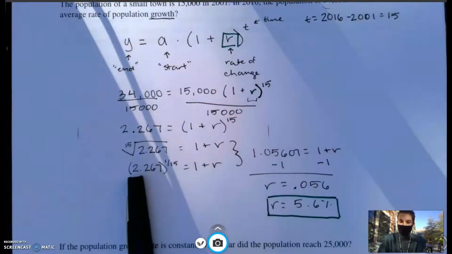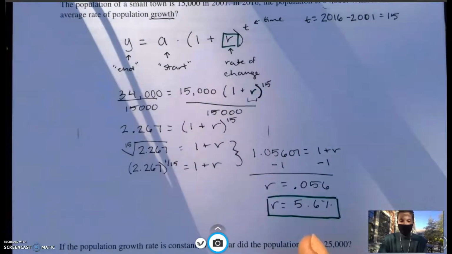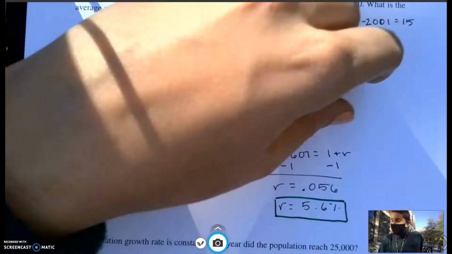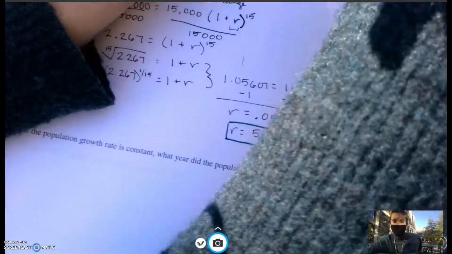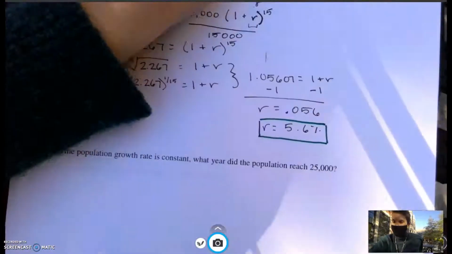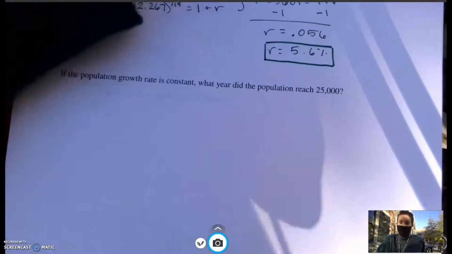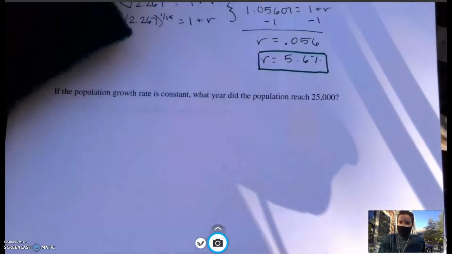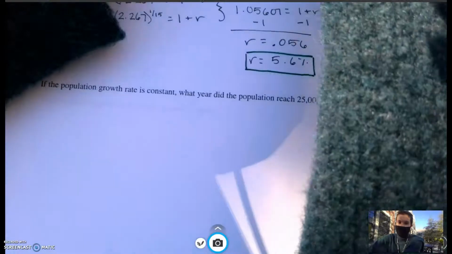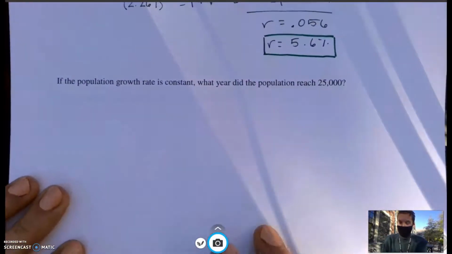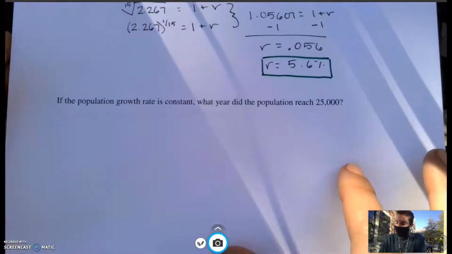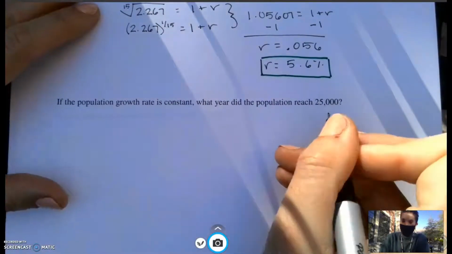We can plug this back in to solve, make sure we got it right. So, next step. Once we have R, this problem asks a second question, right? Same general situation, but we have a new question now. So now we have the population growth rate is constant, which means we're going to be using this R equals 5.6% number that we just found. And it's asking us, what year did the population reach 25,000?